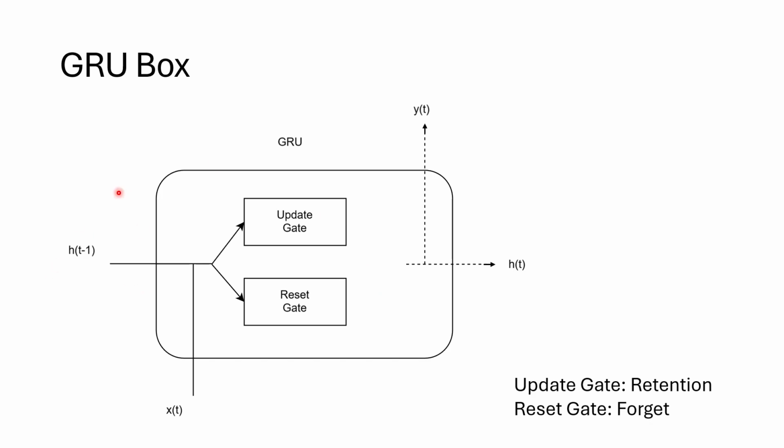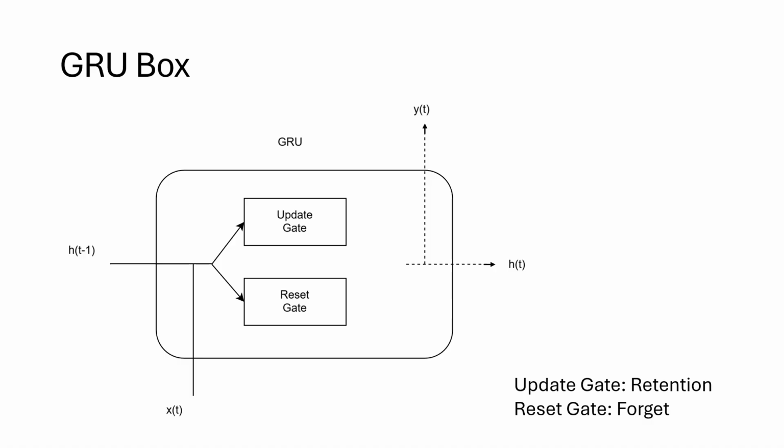So what we have here, H(t-1), that's the previous hidden state. And this is the current input state. So what is a hidden state, you may ask? Simply put, it's the model's memory at a given moment. It is the compressed summary of everything that the model thinks is important so far.